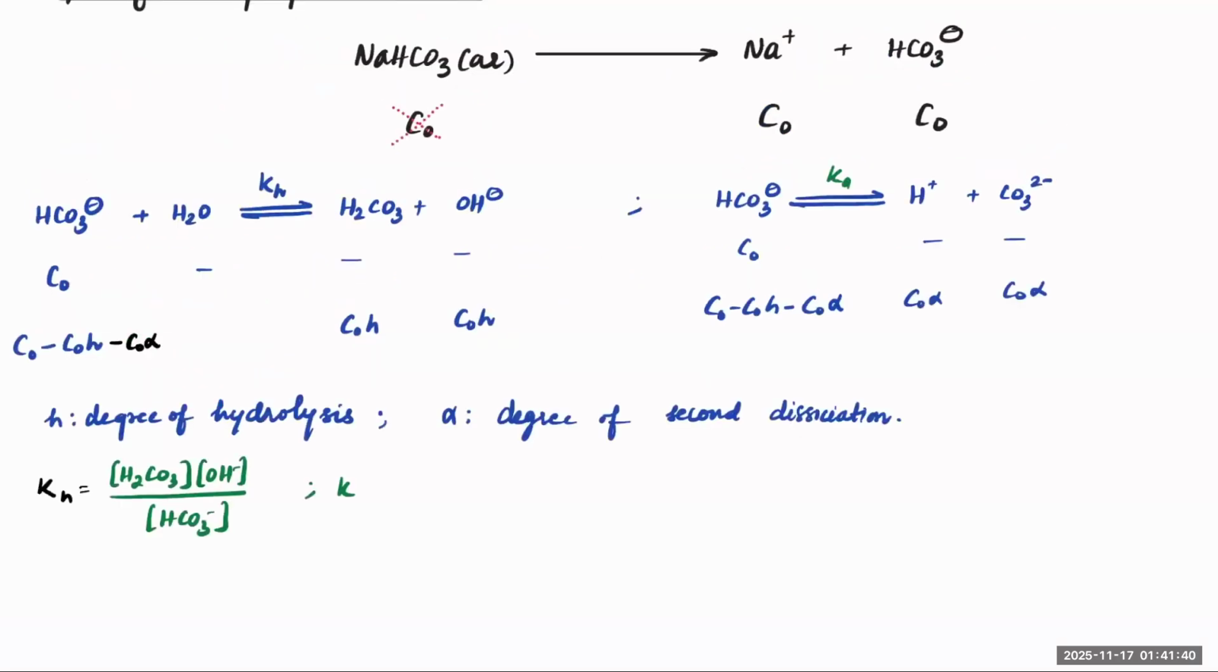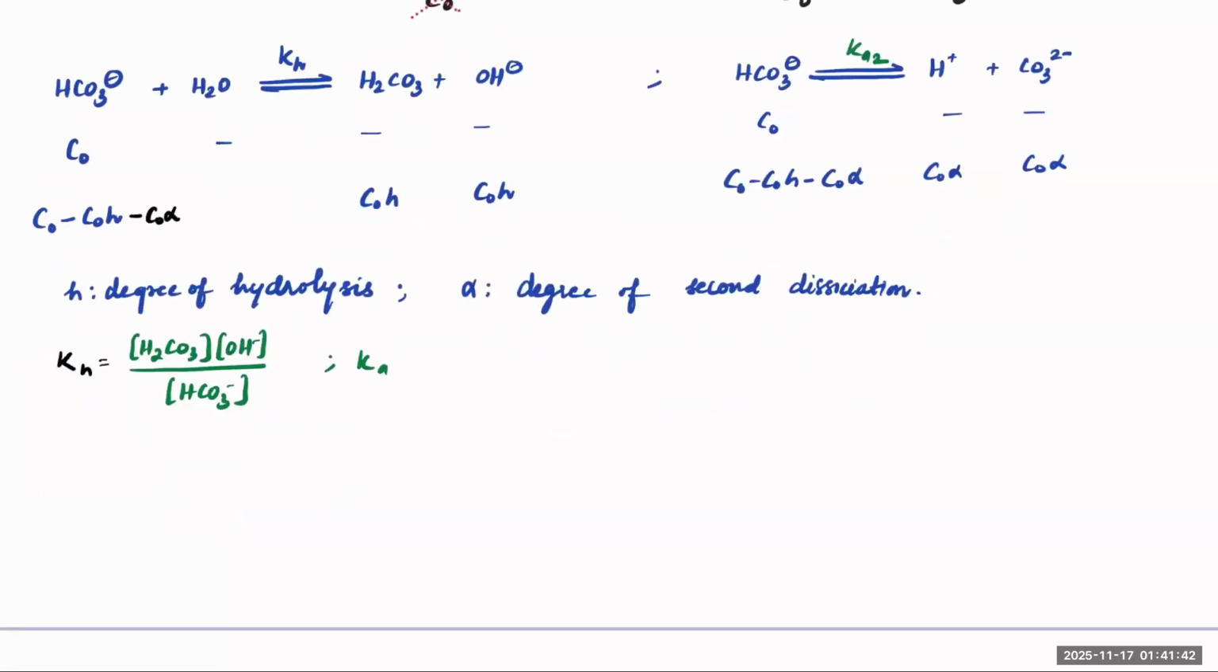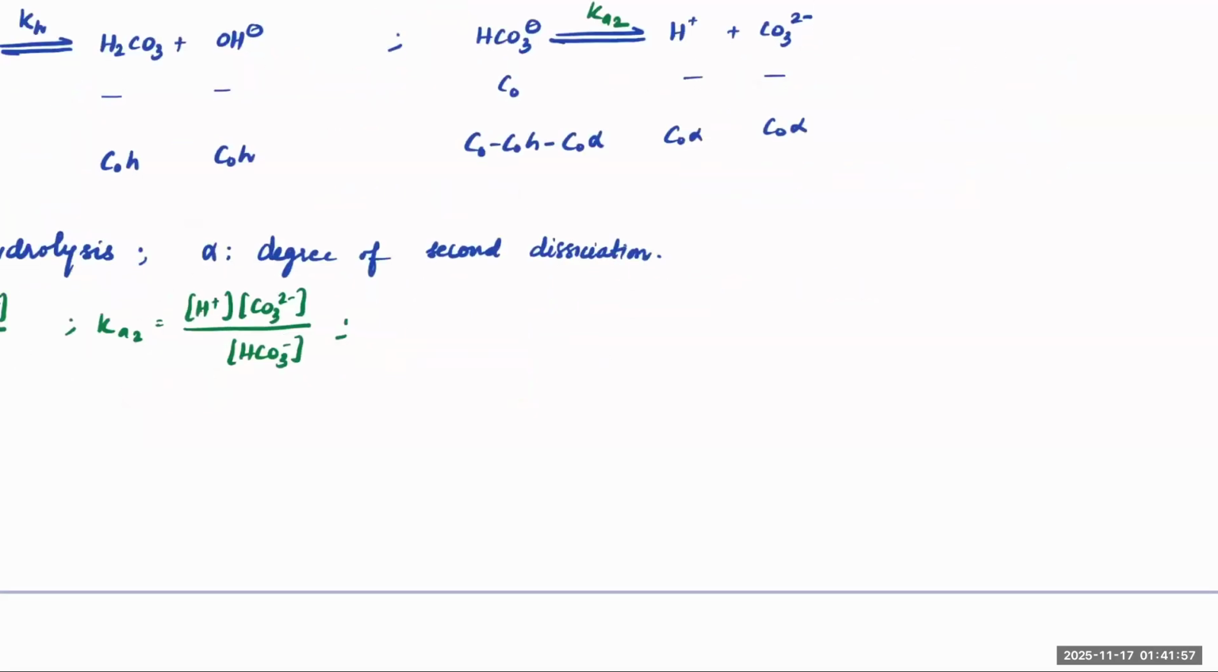Ka2 here, because it is a second ionization, let me write it as Ka2. Ka2 will be equal to H plus into CO3 2 minus concentration divided by HCO3 minus. Now notice one thing, when it comes to H2CO3, you'll have H plus and HCO3 minus. Got it?